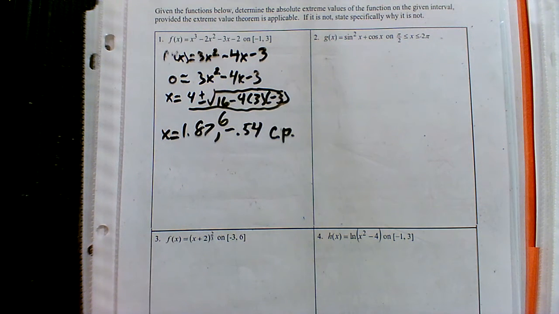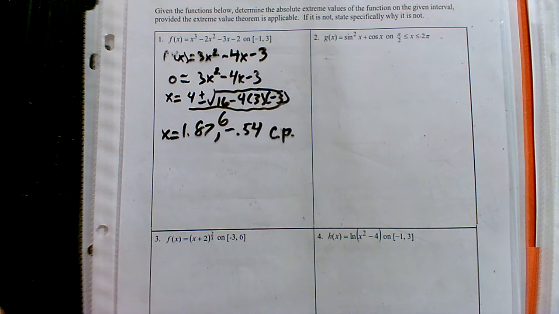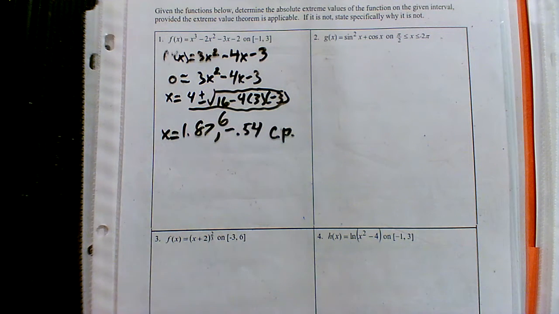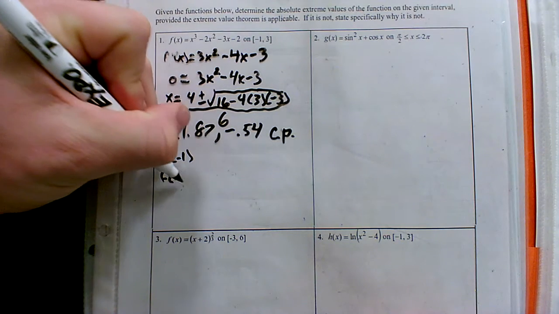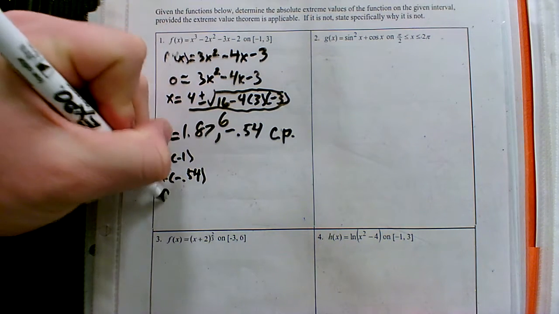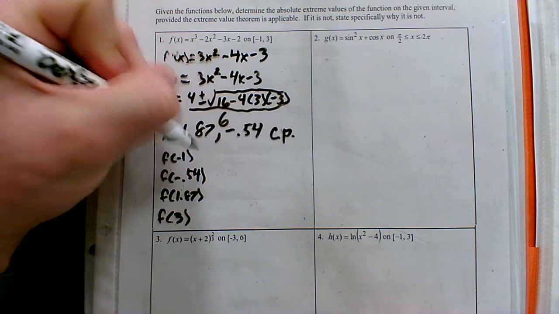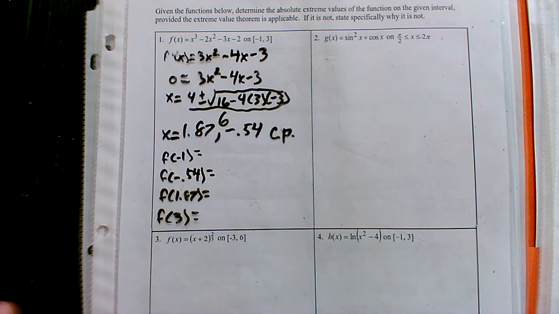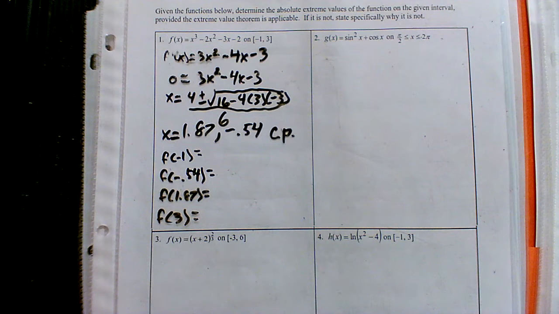So think back to that example we just did on the previous page. If you have critical points and you have an interval, what do you have to check now? We need to check the endpoints and the critical points. Yeah, so f of negative 1, f of negative 0.54, f of 1.87, and f of 3. So you need to check those in the original function. So go ahead, take those values, plug into the original function, use your calculator, and find the answers for these 4. You should get 4 answers here.